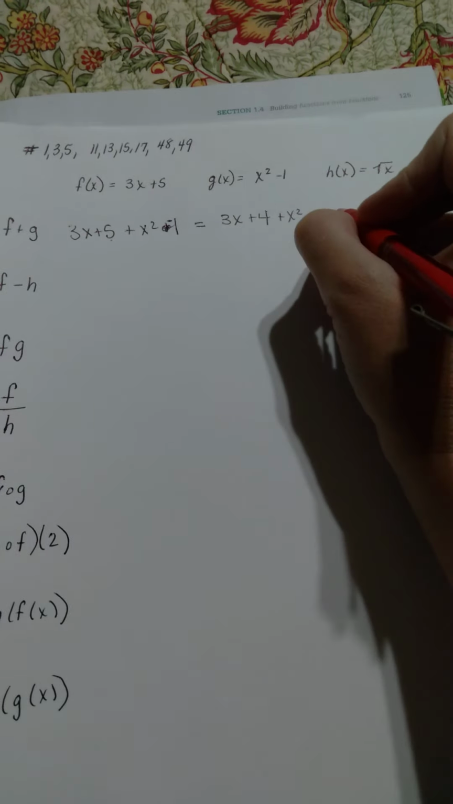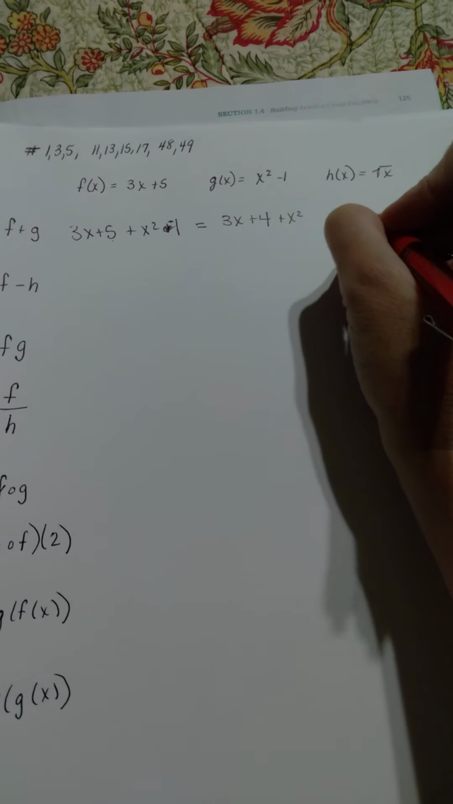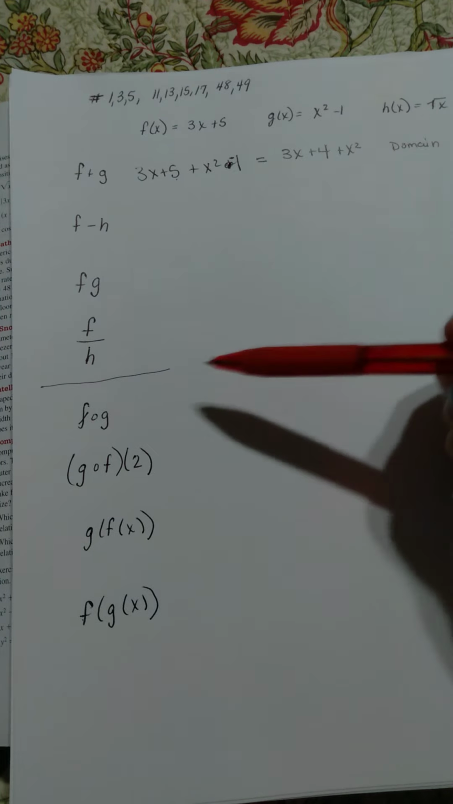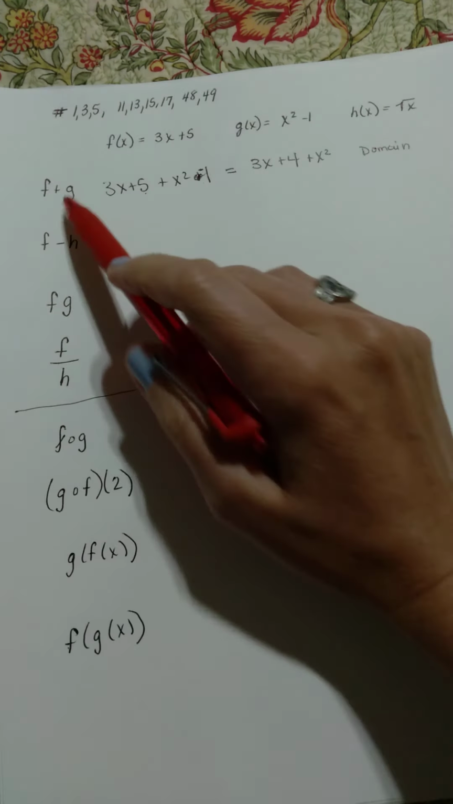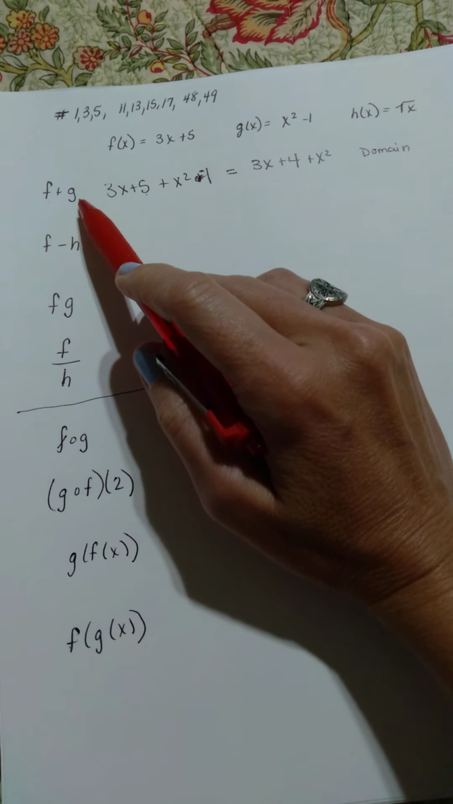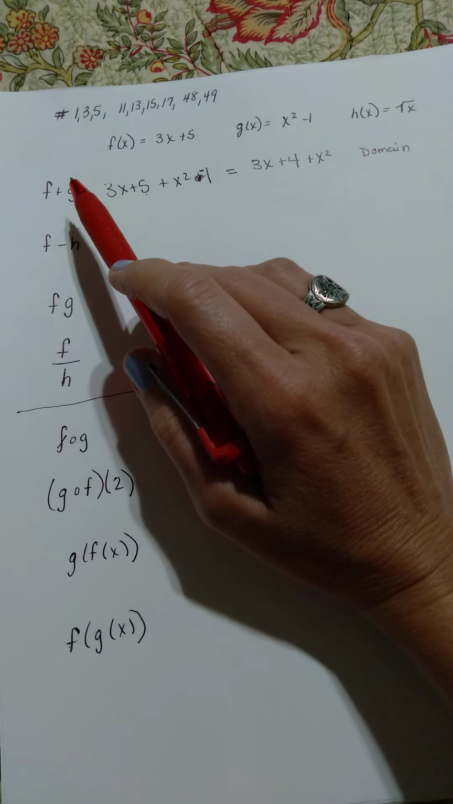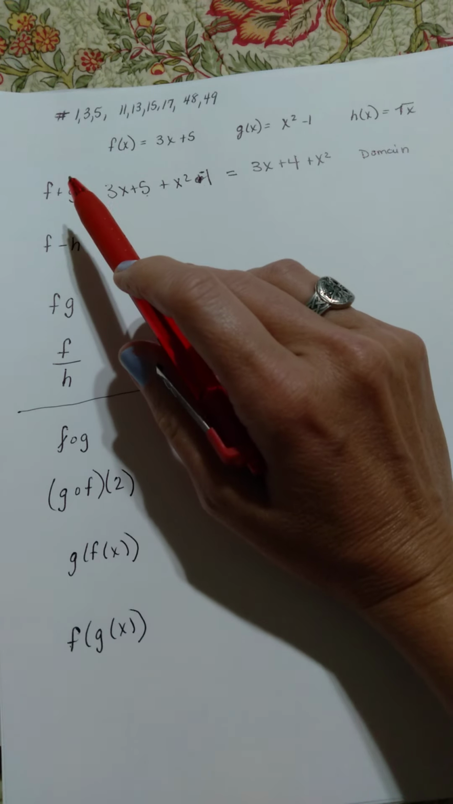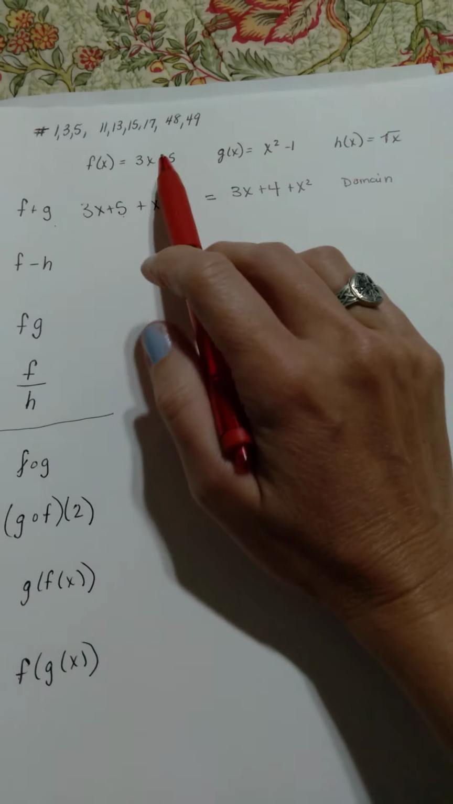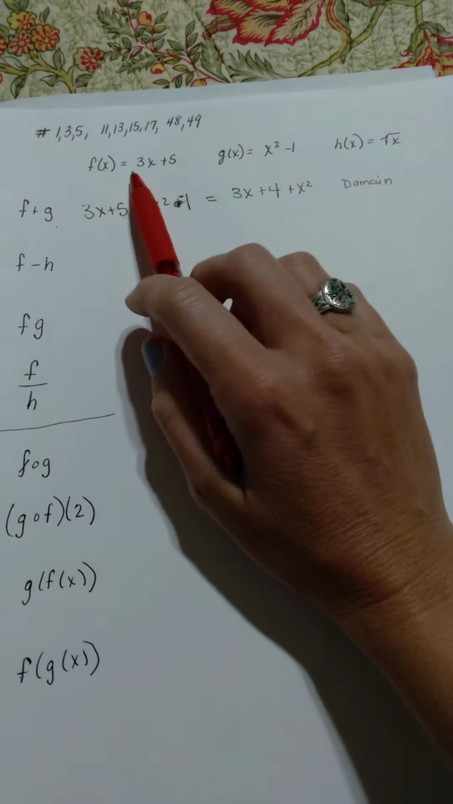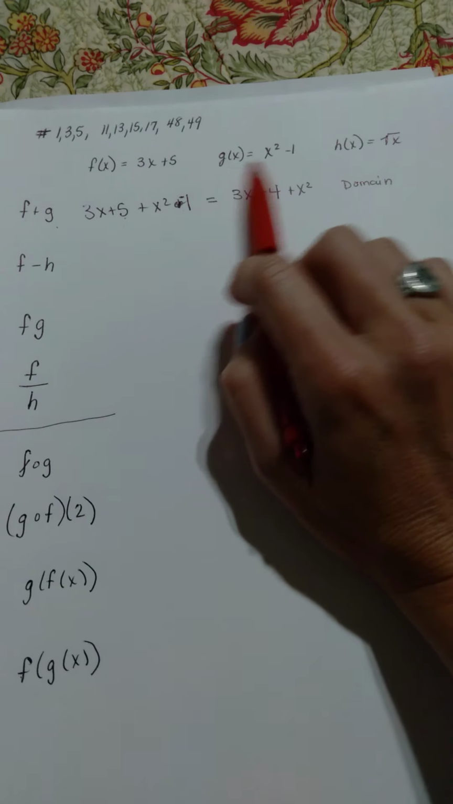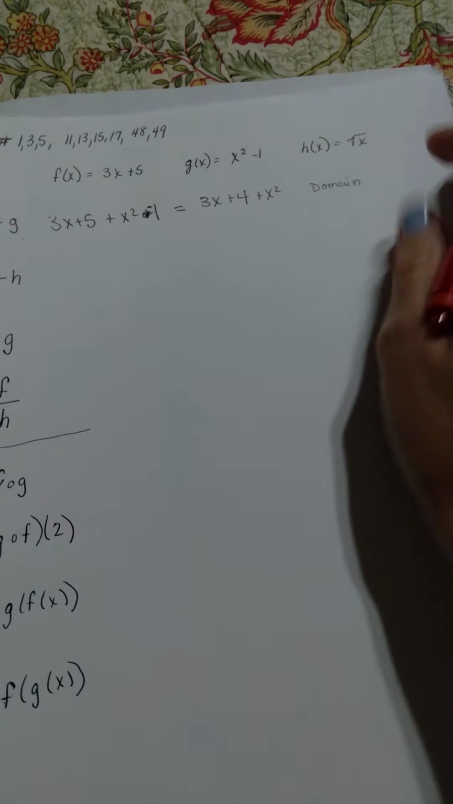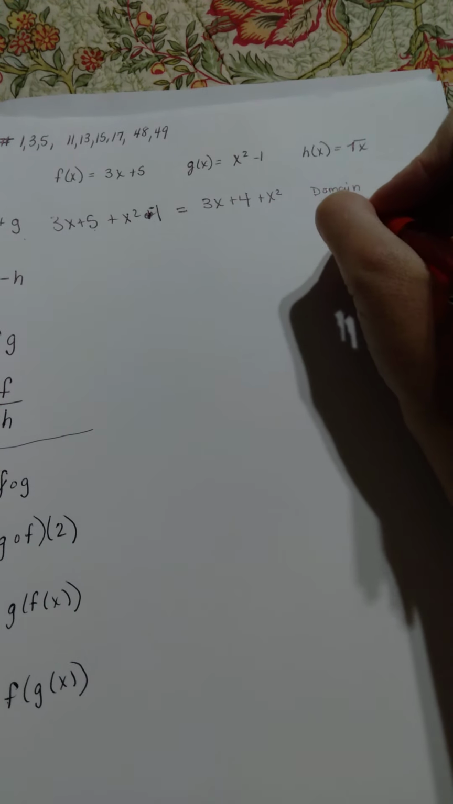But then we're asked to find the domain of each of these. And for this whole first section of normal operations, here's how you find the domain. You find the domain of f, and then you find the domain of g, and then you tell what they have in common. So what's in both of them. The domain of f is all real numbers. I can plug in anything I want. The domain of g is all real numbers. So the domain of this function is all real numbers.